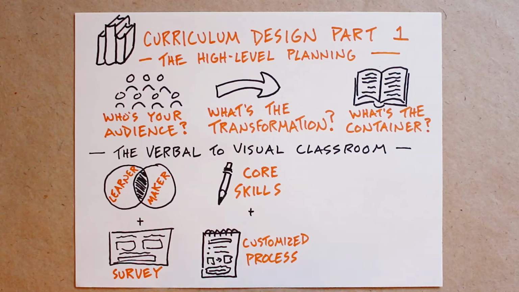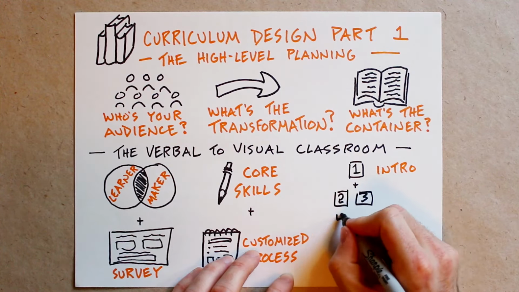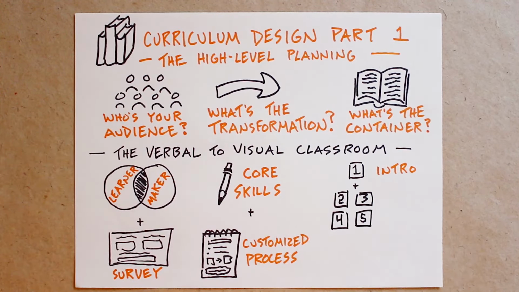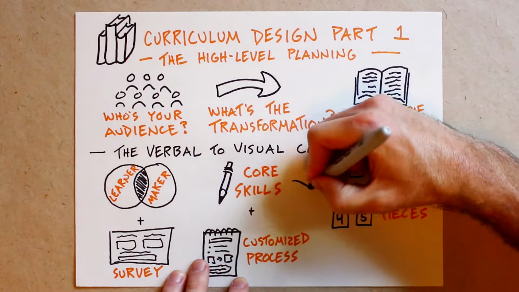I knew I wanted an introduction to set the stage, and then from there I broke the course into 2 parts corresponding to those 2 transformations that I hoped to help bring about. In order to help students develop their core skills, we started the first section with a look at how to use text and layout and imagery and color. Those are what I consider to be the pieces of visual note-taking.